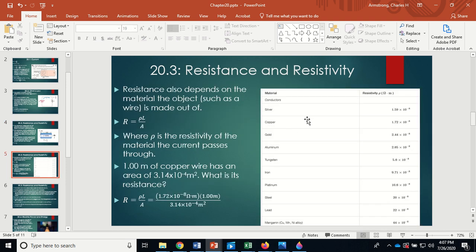So here are some resistivities. They've got a table in the book to look them all up. This is right out of your textbook. Resistance also depends on the material the object, such as a wire, is made out of. So that's the resistivity, that's rho. R equals rho times length over area, where rho is the resistivity of the material. They've gone into labs, used all these materials, and measured their resistivities, and that's how you have a table like this in your textbook.